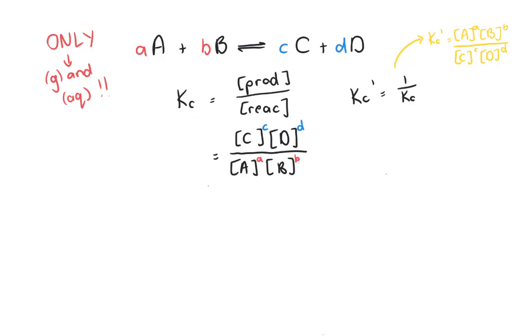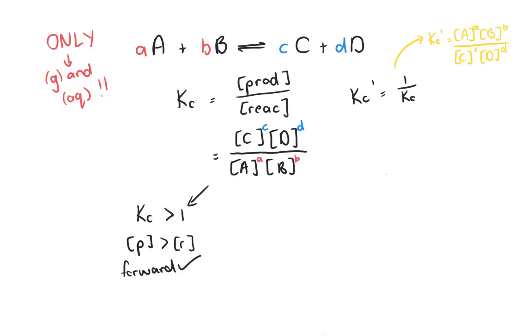If I have a Kc value that's larger than 1, it means that the value at the top is larger than the value at the bottom. In other words, the concentration of my products is larger than the concentration of my reactants, which means that my equilibrium lies to the right. So my products are favored, so it's the forward reaction that is favored in this case.